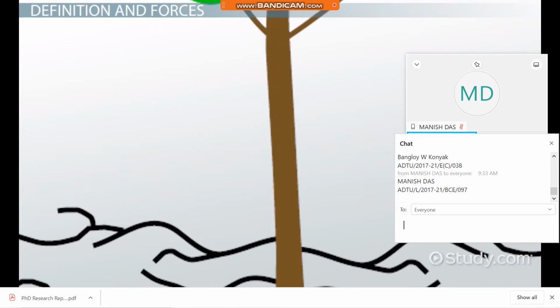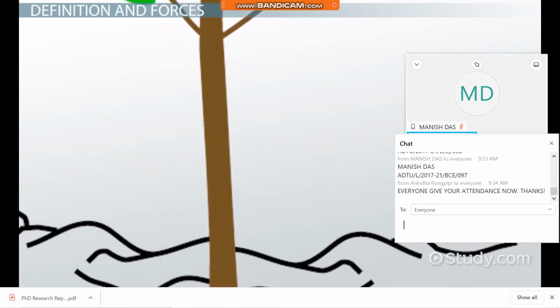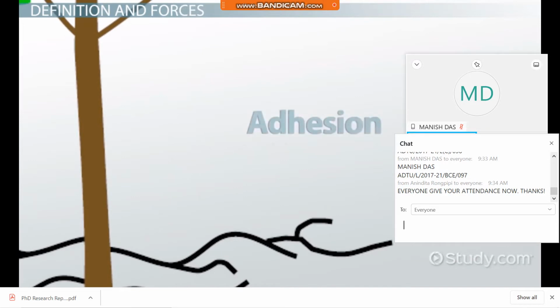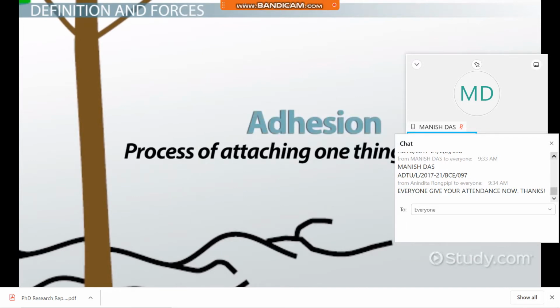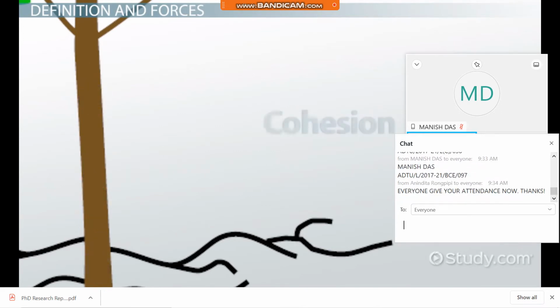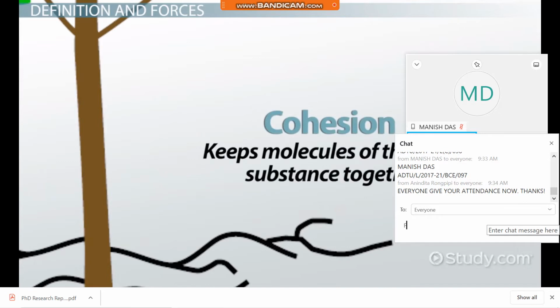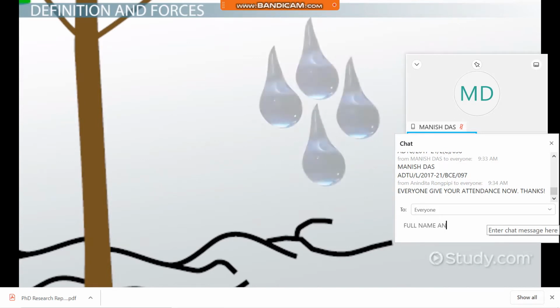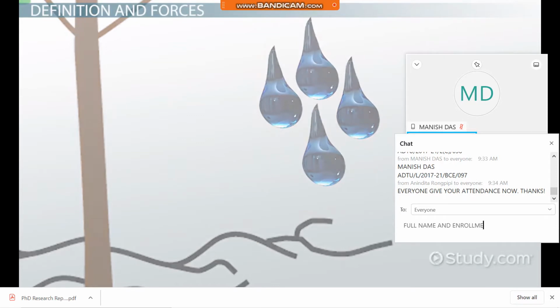There are three forces involved with the process of capillary action. Let's discuss them. Adhesion is the process of attaching one thing to another. For plants, adhesion allows for the water to stick to the organic tissues of plants. Cohesion keeps molecules of the same substance together. For plants, cohesion keeps the water molecules together.